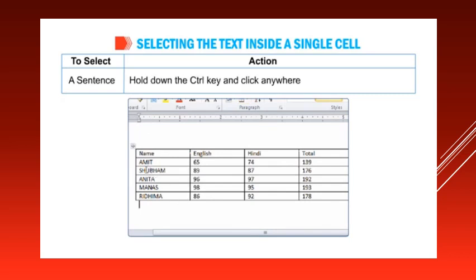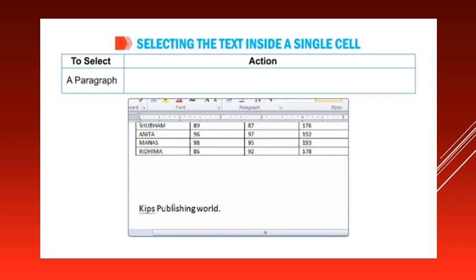To select a sentence, hold down the Ctrl key and click anywhere in the sentence. To select a block of text, drag the mouse over the text. To select a paragraph, triple-click on the paragraph.